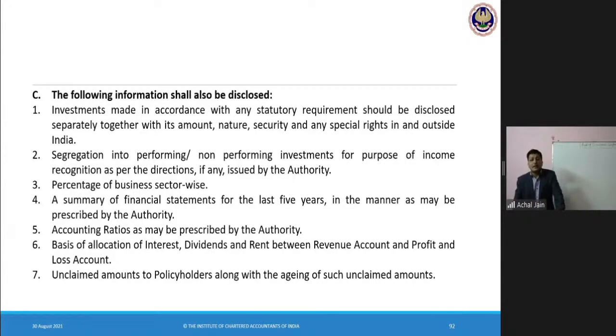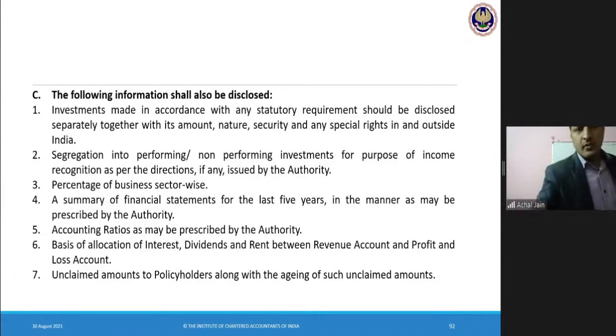Investments which are made, depending on their nature, amount, security, special rights, they need to be segregated. Something which you saw in case of Schedule A also. Segregation into performing or non-performing investments. Similar. Percentage of business sector wise. Similar. Summary of financial statements for the last 5 years as prescribed by the IRDA. Similar. Accounting ratios which are prescribed by the IRDA. Similar. Basis of allocation of interest, dividend, rents. All of these you can say are very similar to what we just discussed in Schedule A, and are also required to be captured in Schedule B.